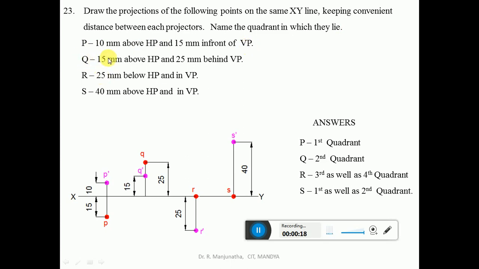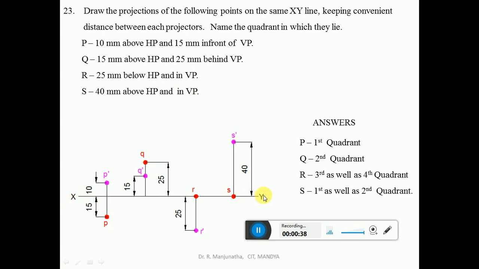Capital Q 15 mm above HP and 25 mm behind VP. Point R 25 mm below HP and in VP. And capital S 40 mm above HP and in VP. So this is the problem. So first we are going to write the solution in the sketchbook. How to write the solution in the sketchbook?